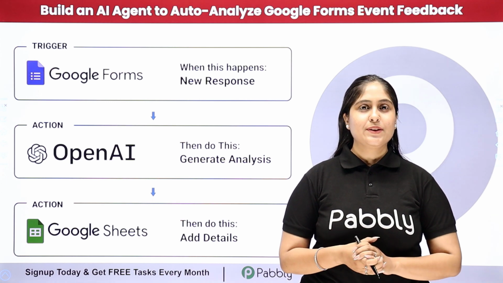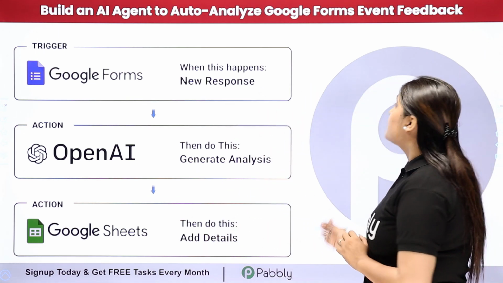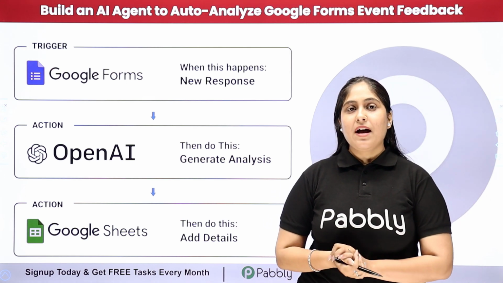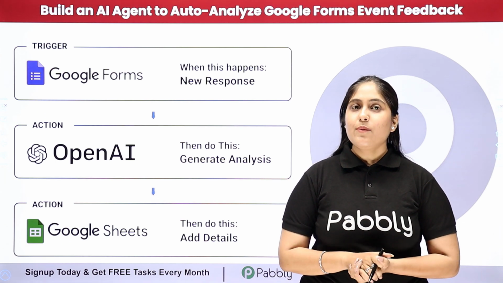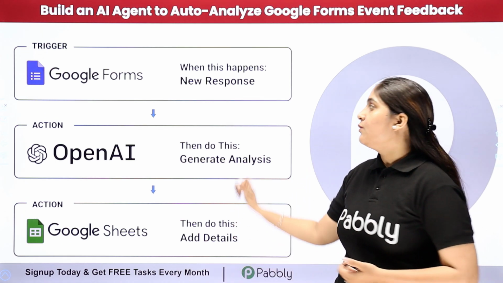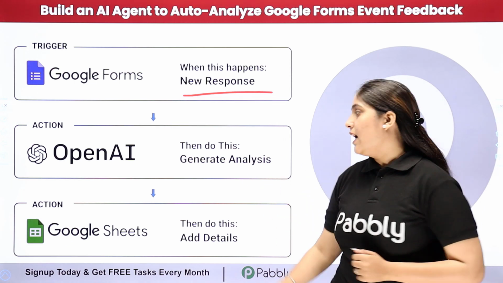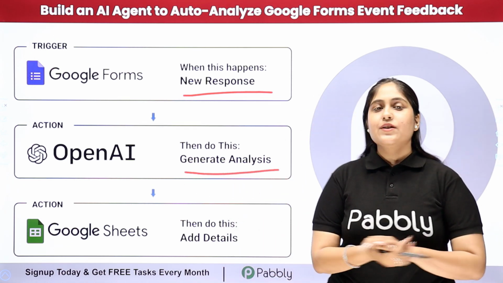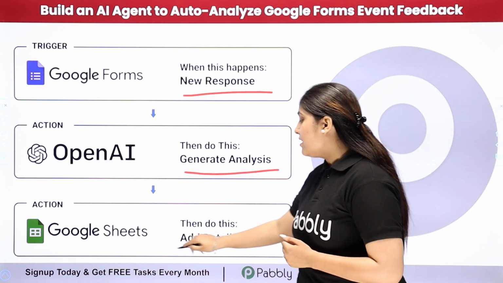In this video, we are going to understand how to build an AI agent to auto-analyze Google Forms event feedback. As an event manager, I receive a lot of feedbacks on my Google Forms. My objective is that whenever I receive a new response through my Google Forms, OpenAI should automatically generate the analysis for it. And after generating the analysis, that should automatically be updated in my Google Sheets as a new row.